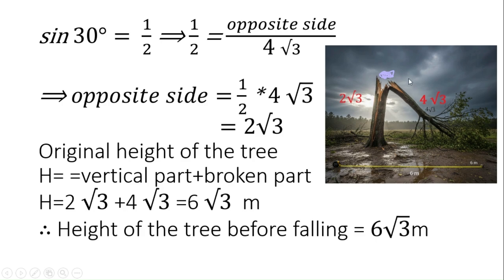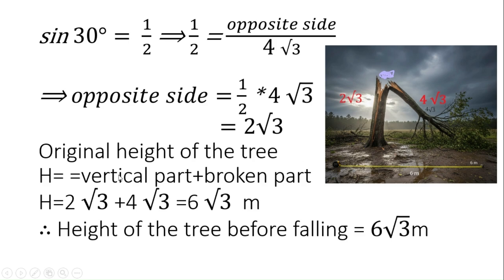We have found out the broken part of the tree also in the previous step by using the cosine formula. Now we are able to find the vertical height of the tree which is remaining on the ground. That is 2 into root 3. But what is asked in the problem? It is asked to find out the original height of the tree. How will we get the original height of the tree? By adding the vertical part which is remaining plus the broken part which has fallen down.